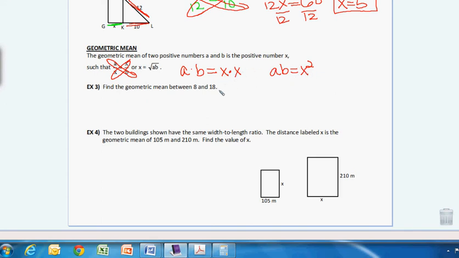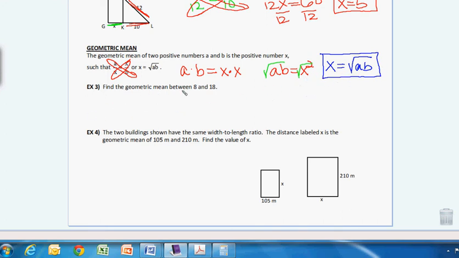In order to figure out what X is all alone, we need to get rid of the square, so we're going to square root it. Anything we do to one side, we have to do to the other. So we end up with X equals the square root of AB. You can always set up a proportion, and then you can always figure this out.